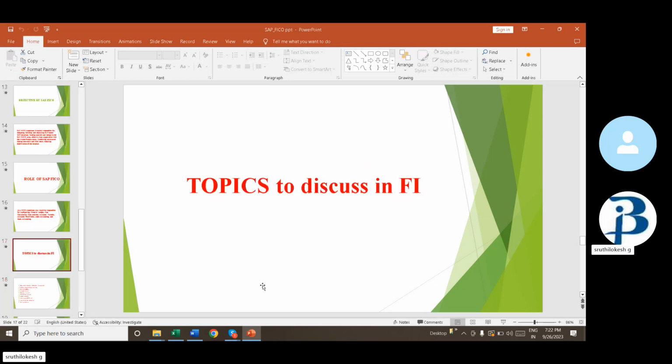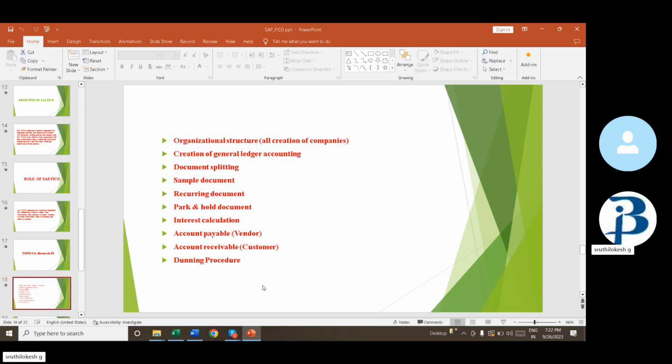And next, further we'll discuss the topics in FI. These are the main topics. Like organizational structure. Here, organizational structure means creation of a company, creation of company code, business area, consolidation business area, chart of accounts, account groups, and all will be created here.